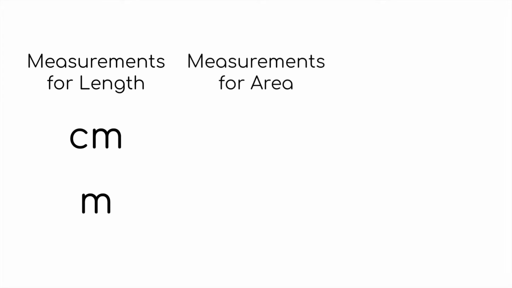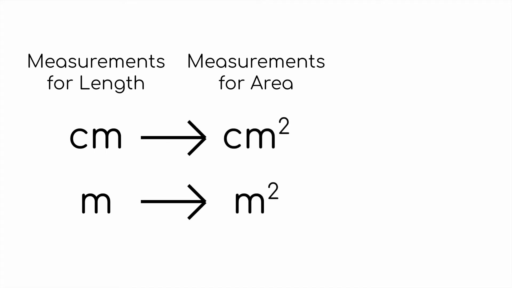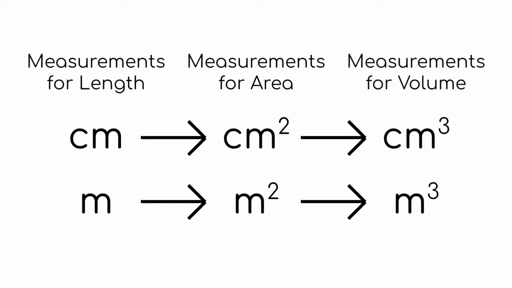Let's take a look at some units of measurement for length. Let's say we pick centimeters and meters. Okay, so now what do we do if we want to convert them to measurements for area? Well, all we do is we have to square them so that they become centimeters squared and meters squared. And if we want them to become measurements for volume, then what we have to do is just change the squared to a cubed. Today I'm going to explain how this conversion works and how to use these to calculate areas and volumes.